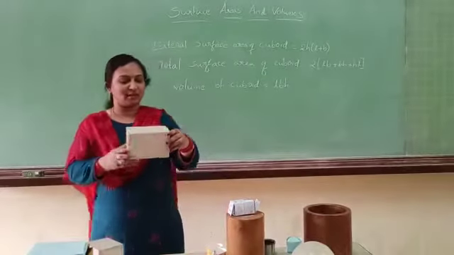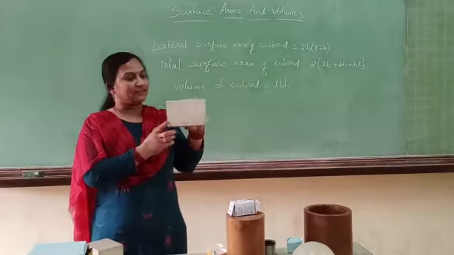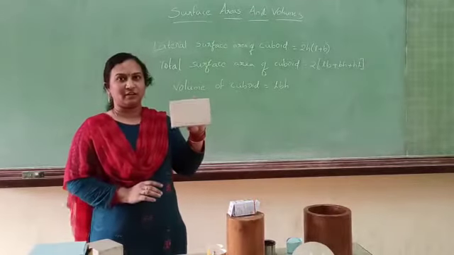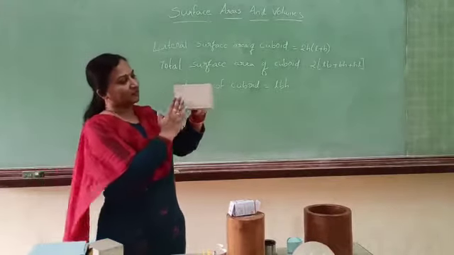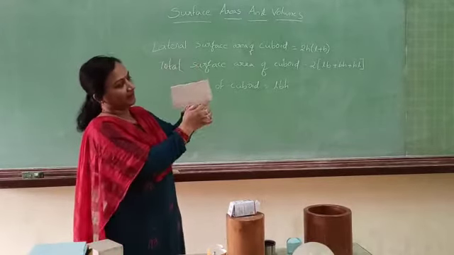In this video, we are going to discuss the lateral surface area of a cuboid, the total surface area of a cuboid, and the volume of a cuboid. Let us start. See, this is a cuboid which has length, breadth and height.